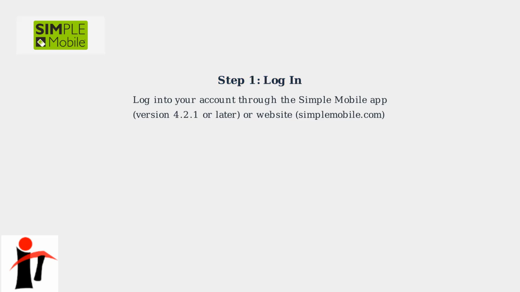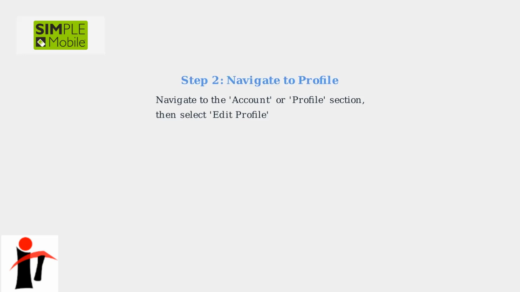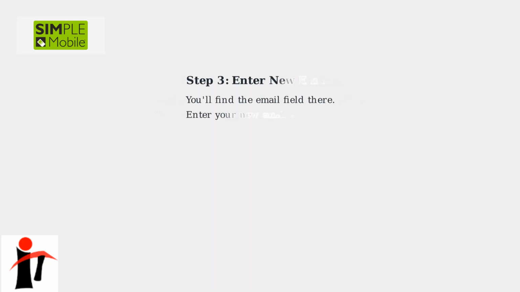Need to update your Simple Mobile email address? It's easy and important for security and staying informed. First, log into your account through the Simple Mobile app, version 4.2.1 or later, or through the website at simplemobile.com. Navigate to the Account or Profile section, then select Edit Profile. You'll find the email field there.